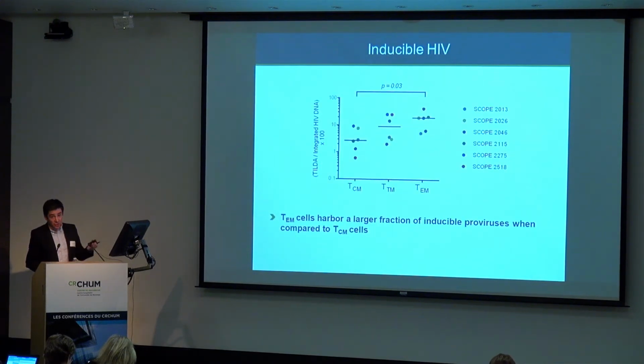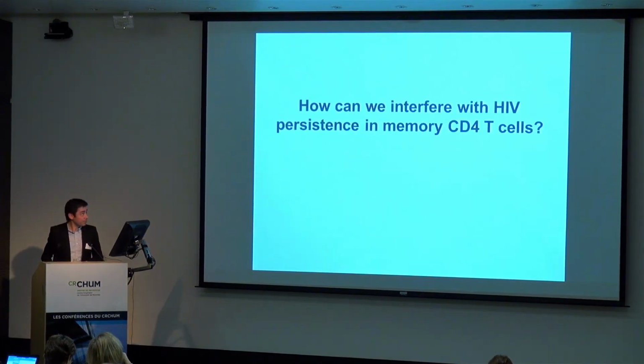Actually, if you do the ratio between integrated DNA and TILDA to get an idea of the inducibility of these genomes, you would see that effector memory cells harbor genomes that can be induced between 10 and 20% of the time, whereas for the central memory cells, we are between 2 and 3%.